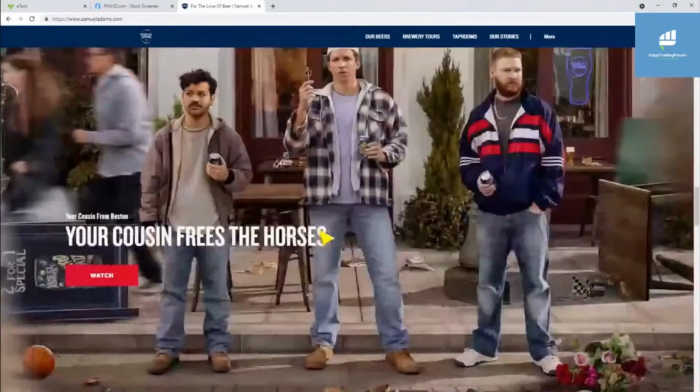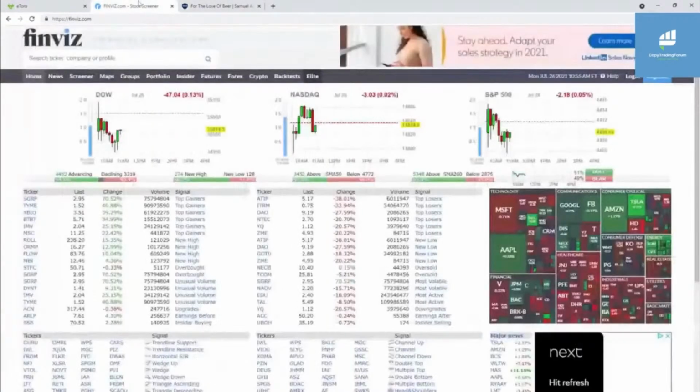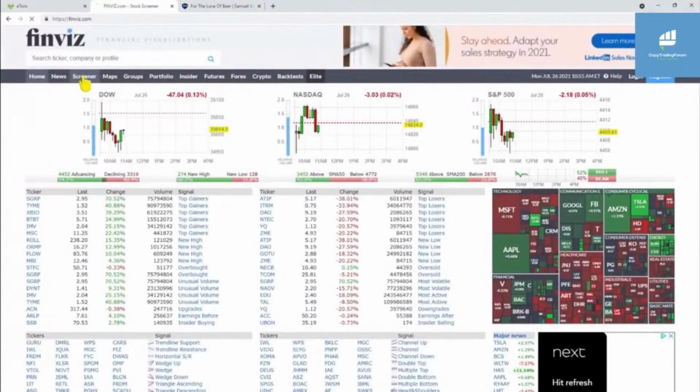So Samuel Adams is a massive beer company in America. So I go over to FinViz. So this is how I found the stock. I went to Screener. I quickly go over it again. I go to Screener.